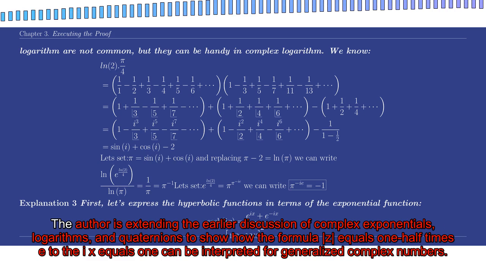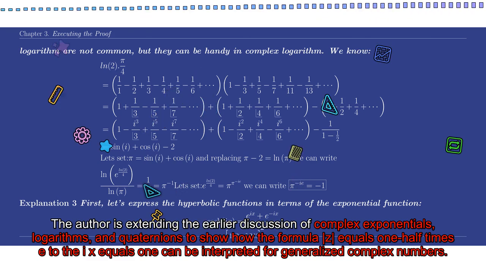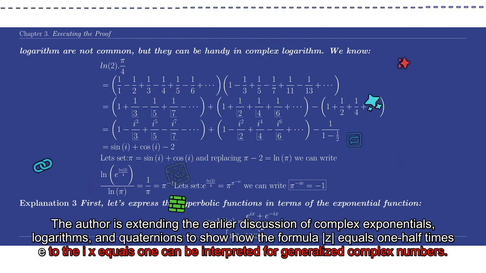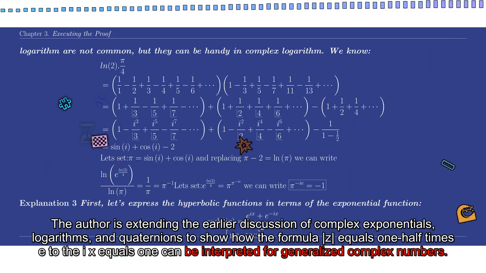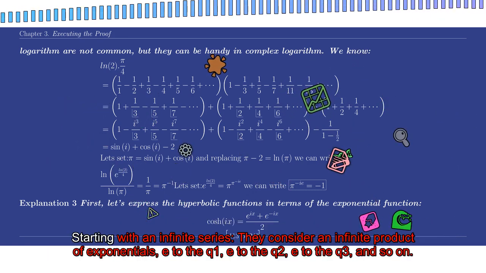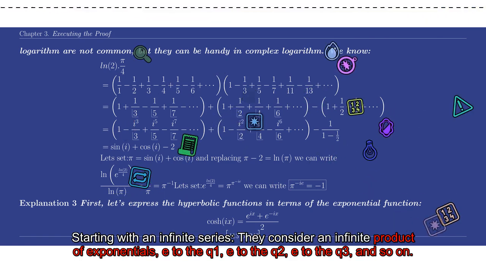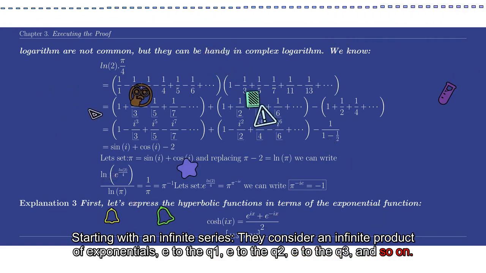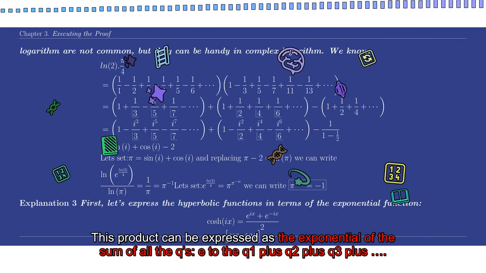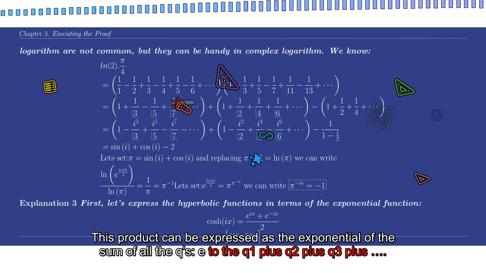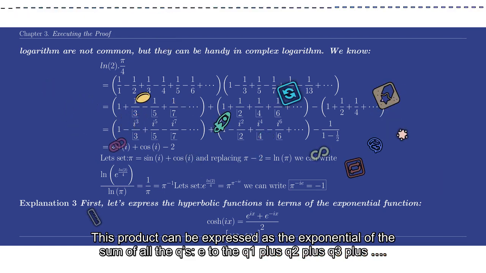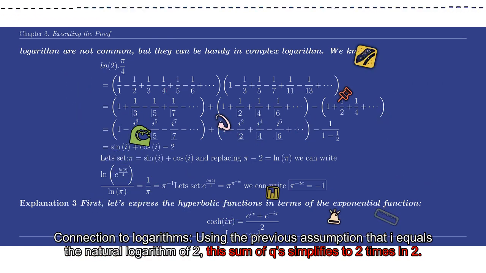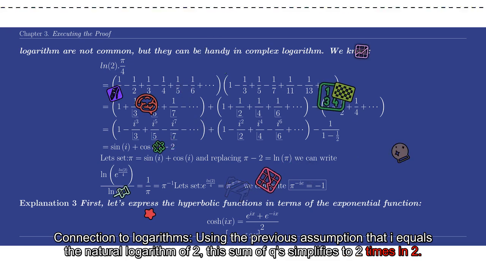The author is extending the earlier discussion of complex exponentials, logarithms, and quaternions to show how the formula z equals 1/2 times e to the ix equals 1 can be interpreted for generalized complex numbers. Starting with an infinite series, they then consider an infinite product of exponentials: e to the q1, e to the q2, e to the q3, and so on. This product can be expressed as the exponential of the sum of all the q's: e to the q1 plus q2 plus q3 plus so on. Connection to logarithms: using the previous assumption that i equals the natural logarithm of 2, this sum of q's simplifies to 2 times ln2.